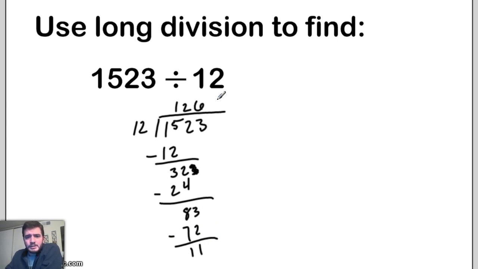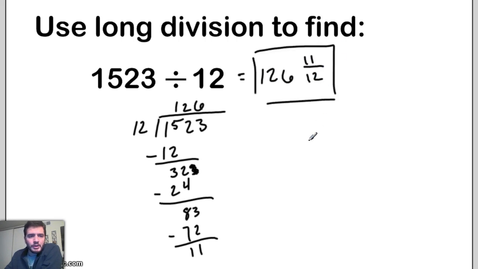Okay, so again, in this case, we can rewrite this answer as 126 and 11/12. That would be our mixed number anyway. Again, you can always write the remainder. The remainder is 11, but you can always write it like this, whatever the remainder is over the divisor. So keep that in mind as we move forward here.